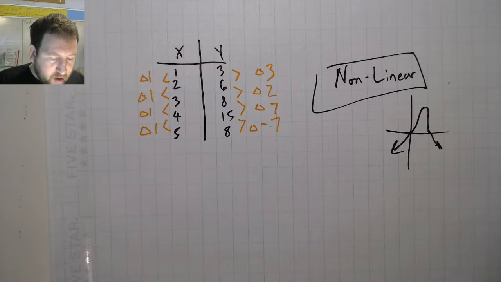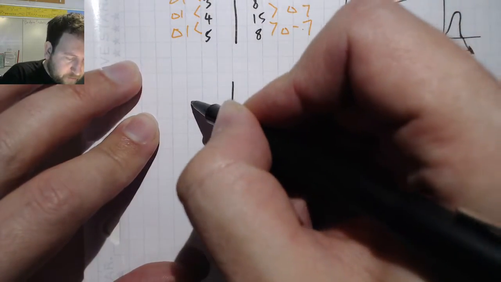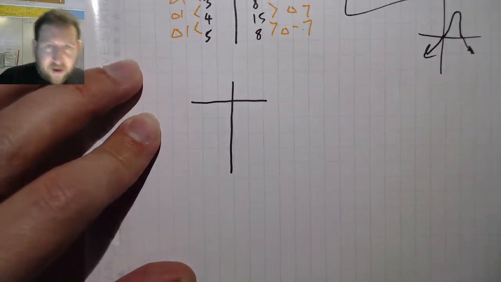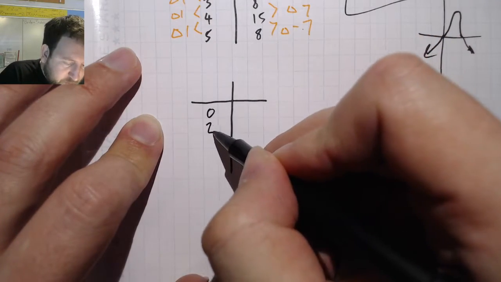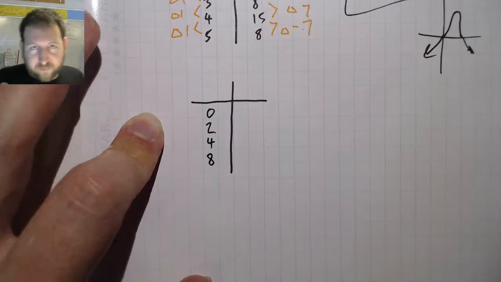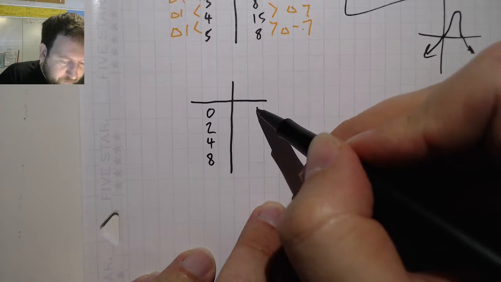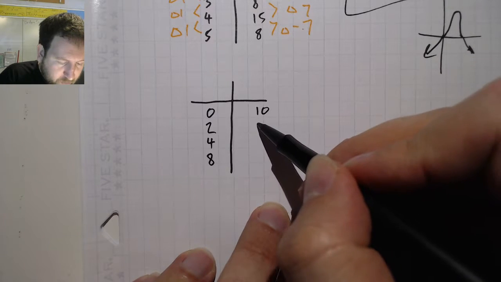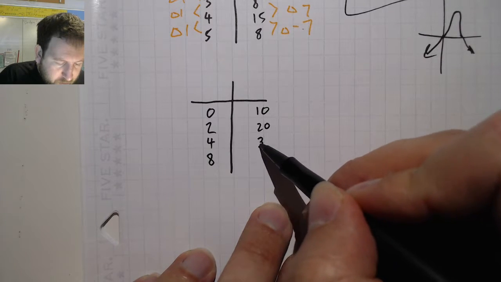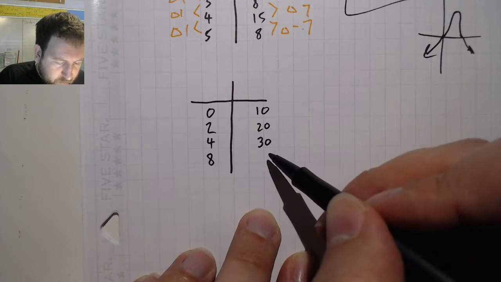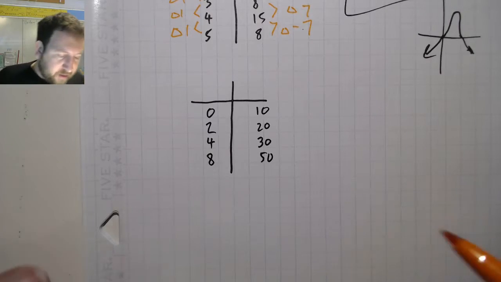Let's take a look at one quick last one. And there's something here I want to show you that can also happen. We might get our x's, they might not be so nice with 1, 2, 3, 4, 5s. We might have it as like 0, 2, 4, 8. Okay? This one might be something like 10, 20, 30, 50.